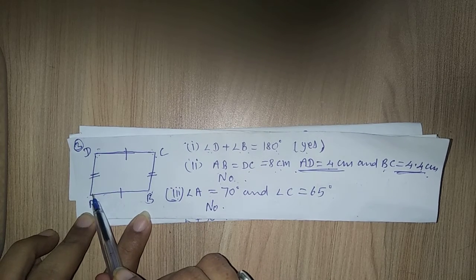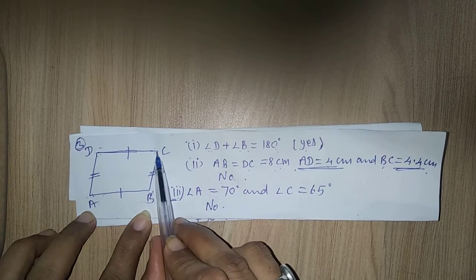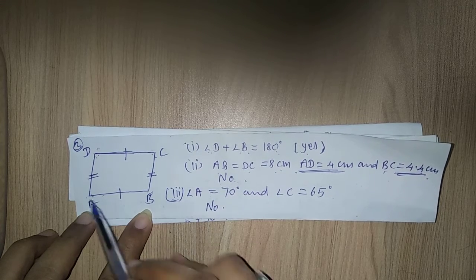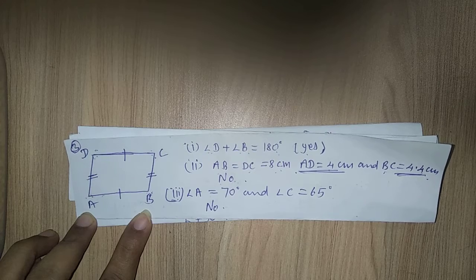In third part, angle A is equal to 70 degree and angle C is equal to 65 degree. So answer is again no, because in a parallelogram opposite angles are equal.